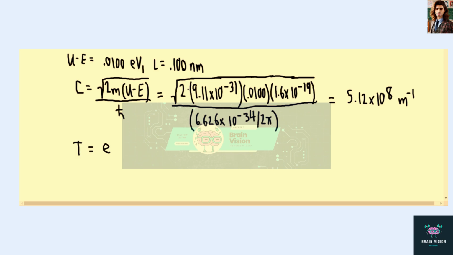So now we get the transmission coefficient, which is e to the minus 2CL, and this calculation can be obtained if we note that L is actually 1.00 times 10 to the minus 10 meters. So when we substitute that, we get 0.903 for the transmission coefficient.